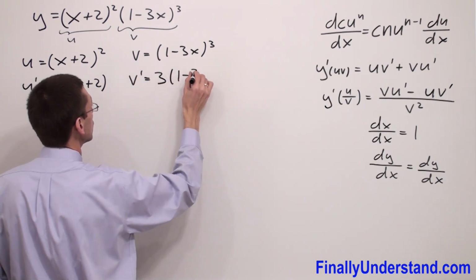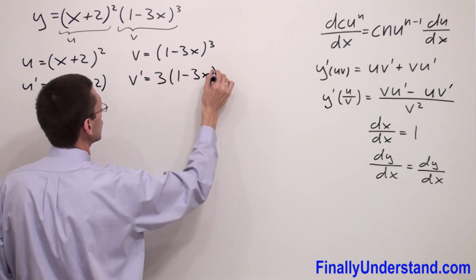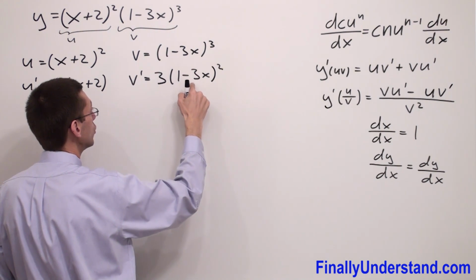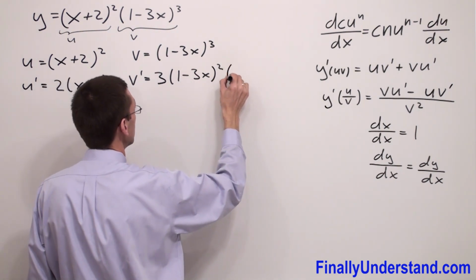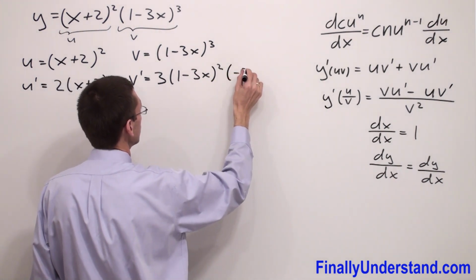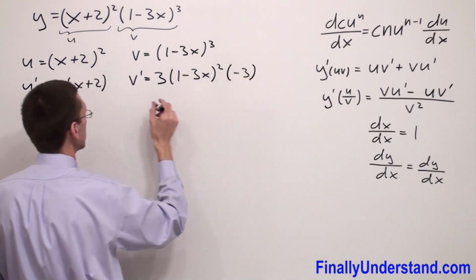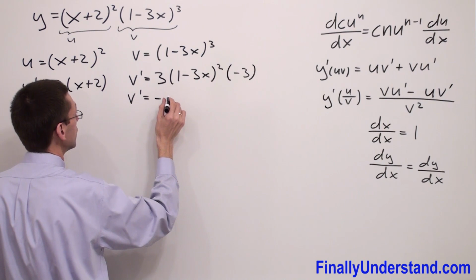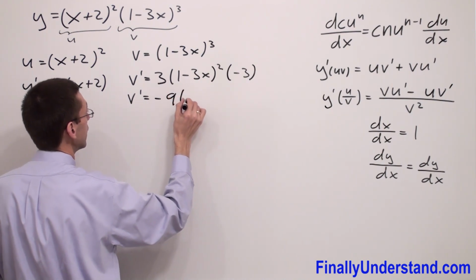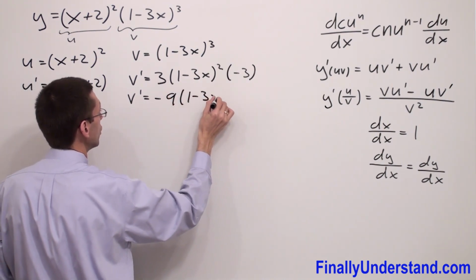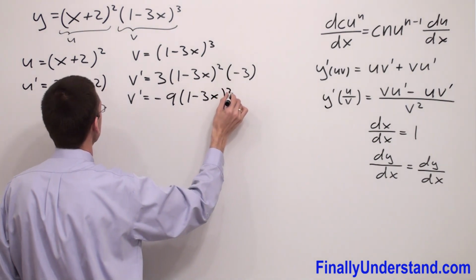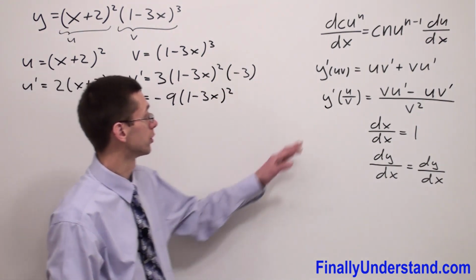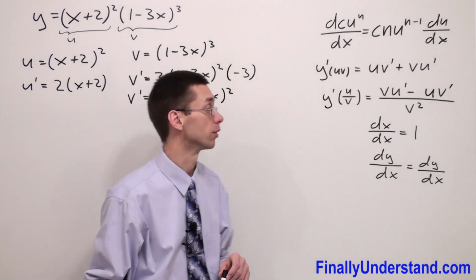(1 minus 3x) to the second power times the derivative of the content of the parentheses, times negative 3. So I can say that v prime is equal to negative 9 times (1 minus 3x) to the second power. Next, I'm supposed to use this formula as I mentioned before.